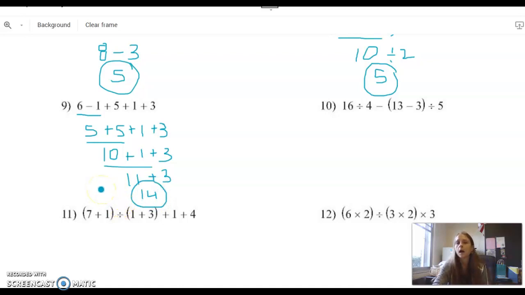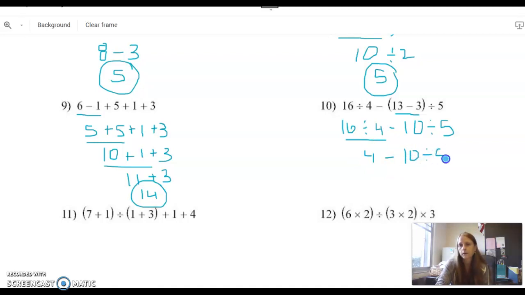Boom. All right, 10, starting with parentheses, we'd have the 16 divided by 4 minus 13 minus 3 would be 10, still divided by 5. Hopefully my writing will get better as we go throughout the year here. So then we've got division and subtraction. So division comes first, left to right. 16 divided by 4 would be 4, still minus 10 divided by 5. So now we have another division here, 10 divided by 5. So we're sitting at 4 minus 10 divided by 5 is 2, and 4 minus 2 is 2.